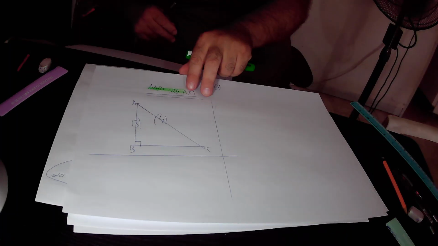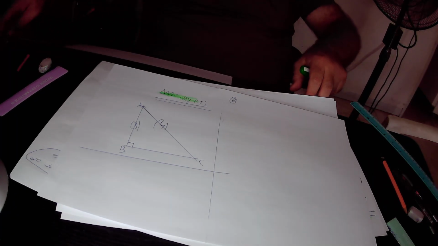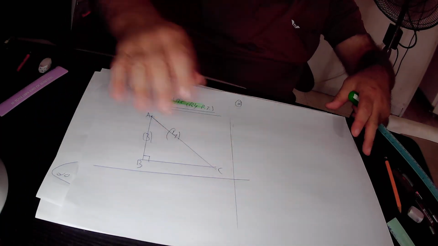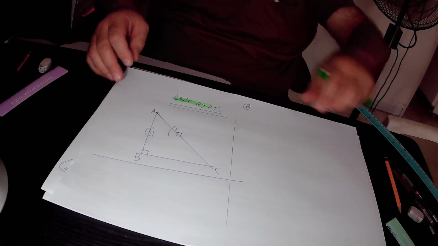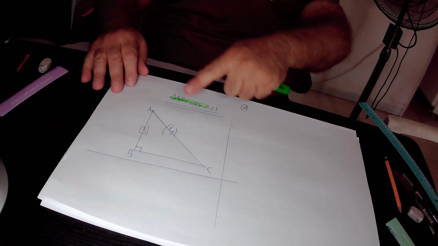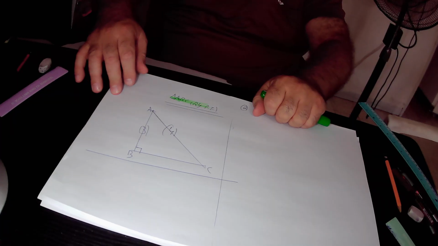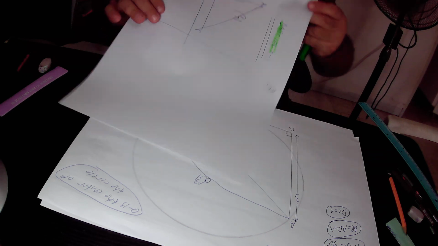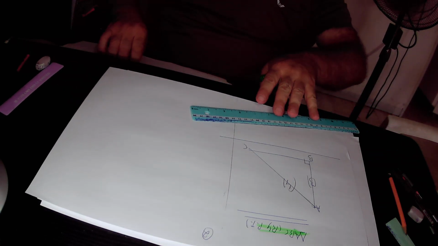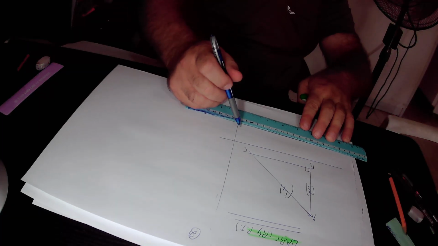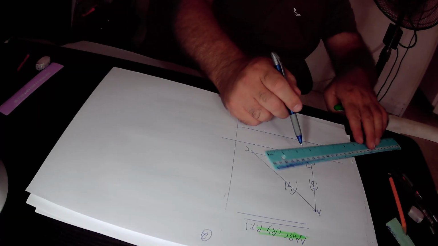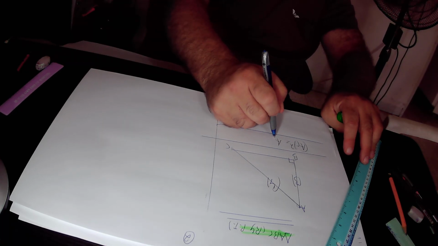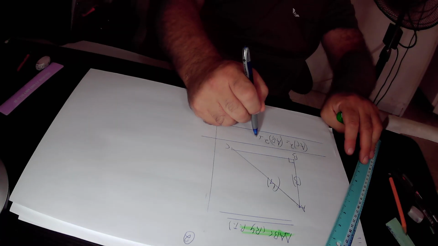So actually, this is the right triangle ABC. This is the curve from the original drawing. In this right triangle ABC, according to the Pythagoras theorem, AC squared, that is the square of the hypotenuse, equals AB squared plus BC squared. So I write it down. AC squared equals AB squared plus BC squared.